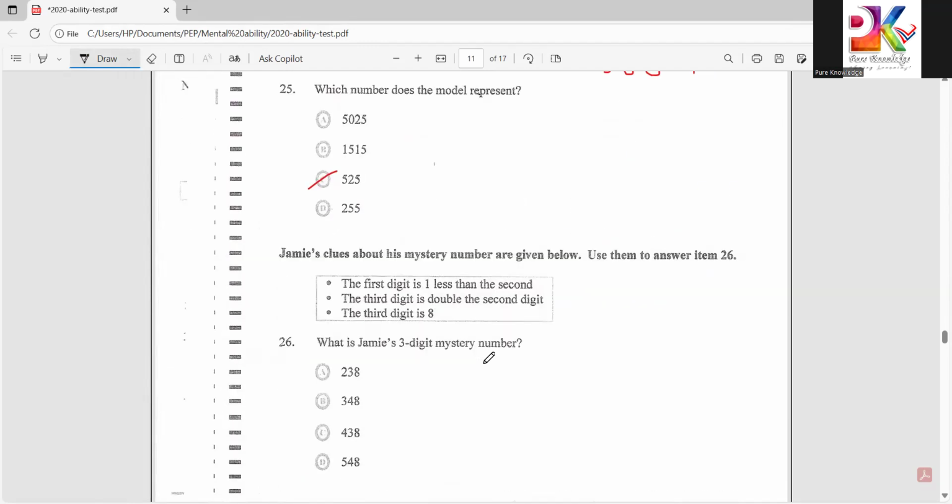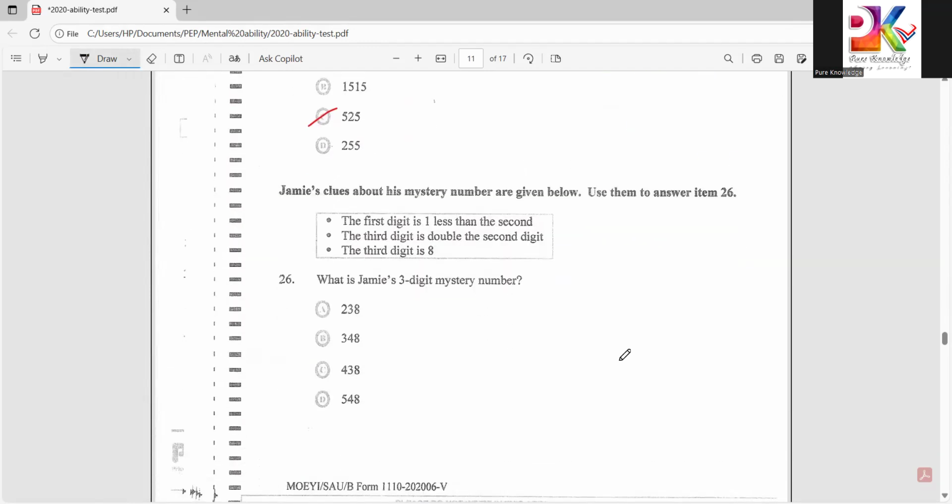All right, moving on to question 26. Jamie's clues about his mystery number are given. Use them to answer item 26. So Jamie's clues are: the first digit is less than the second. The third digit is double the second digit, and the third digit is 8.